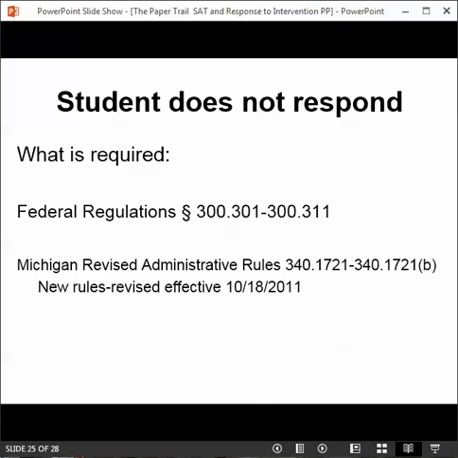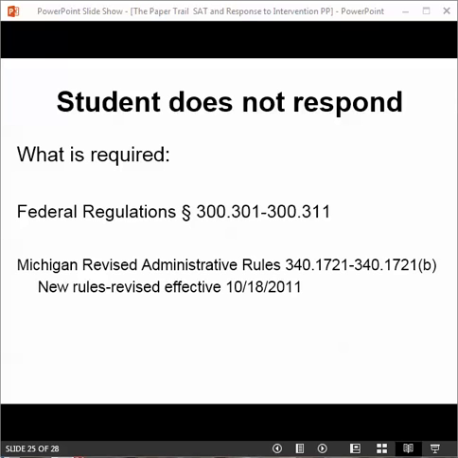So what happens if the student does not respond, and what's required? If a student is referred to the SAT and goes through Tier 2 and Tier 3 and is still not making progress, this is the point in time when they would be referred for special education evaluation.